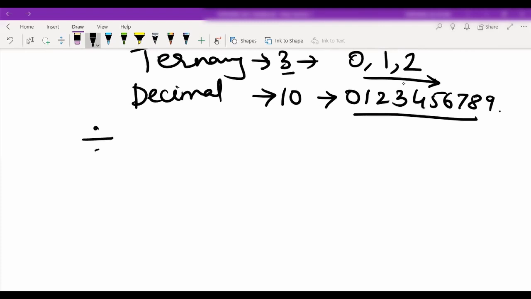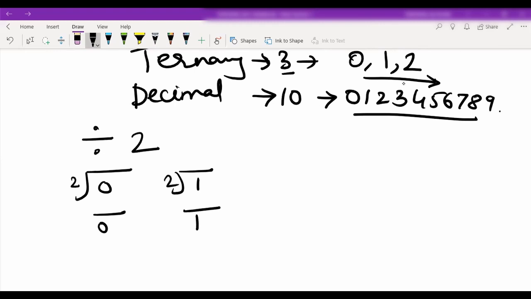Now what we are going to do, we will check the divisibility by 2. So we'll take the first number, that is 0. Whether 0 is divisible by 2, remainder is 0. What is the remainder of number 1? Number 1 is producing remainder 1, that is not divisible by 2.